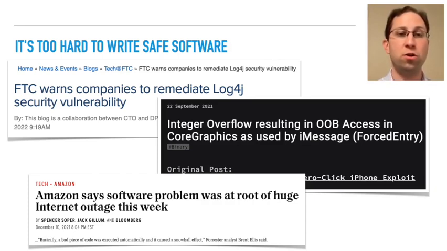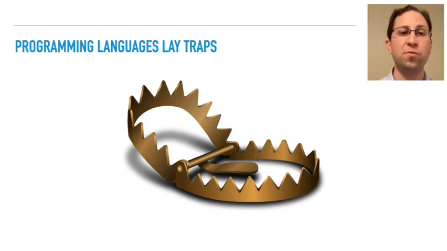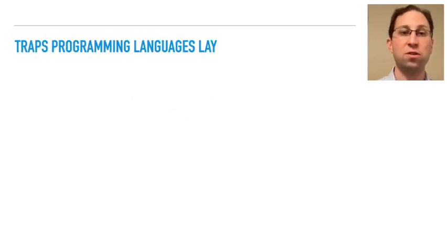Log4j was due to a code injection vulnerability, forced entry was caused by integer overflow, and a bug shut down Amazon Web Services for the better part of a day. Part of the problem is that programming languages make it too easy for programmers to accidentally insert bugs.